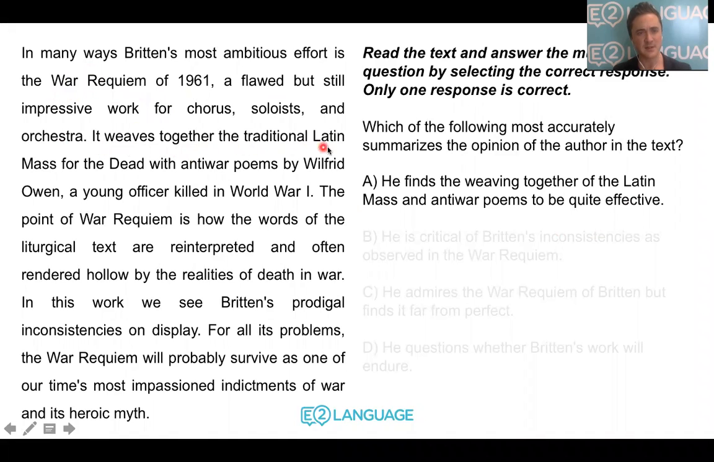It weaves together the traditional Latin Mass for the dead with anti-war poems by Wilfred Owen, a young officer killed in World War I. Well, there's nothing said there about effectiveness, okay? It just says it weaves together the traditional Latin Mass for the dead with anti-war poems. It does not say it effectively weaves together, okay? So this one here directly comes from this sentence here. However, it just doesn't say it. Therefore, we can eliminate it.